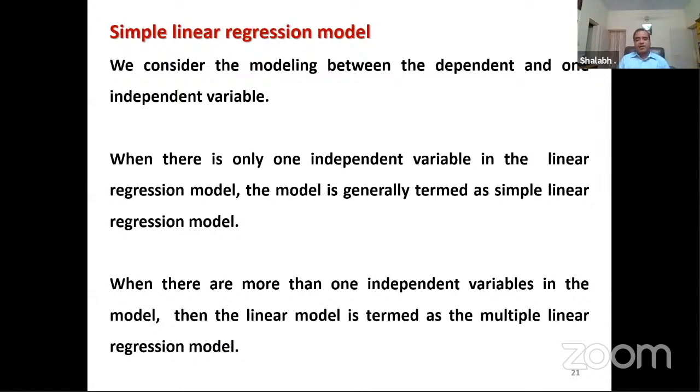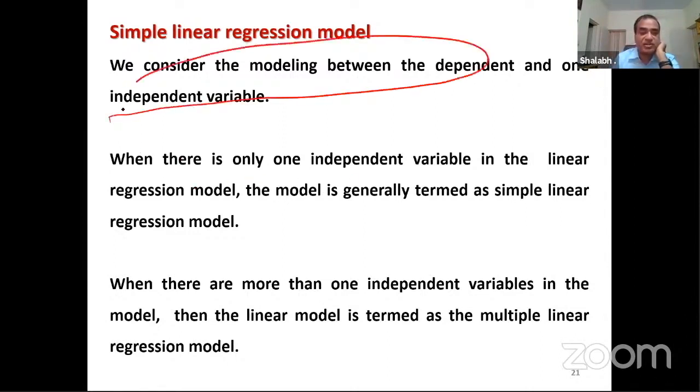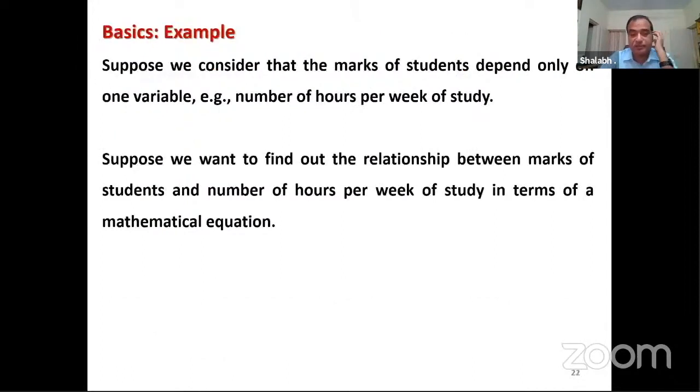Now, whenever we consider a process, that process can depend upon only one independent variable, or it can depend upon more than one independent variable. When the process depends on only one independent variable, the model we obtain with one dependent and one independent variable is called a simple linear regression model. When we have more than one variable, we call it a multiple linear regression model. In this lecture, we talk only about the simple linear regression model, and in the next lecture, I will talk about the multiple linear regression model.